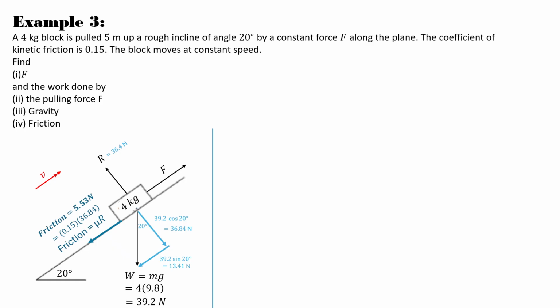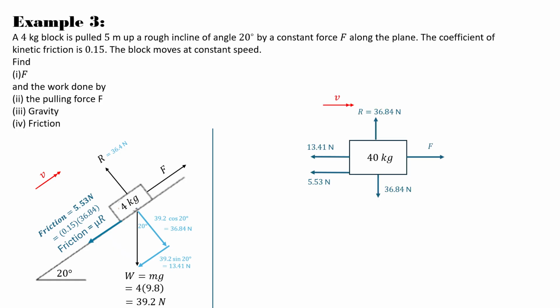And then we work out our friction. So friction is mu times R, our mu is 0.15, our reaction is 36.84, so it gives us friction as 5.53. Now, I find it a little bit easier if I flip this to be horizontal. You do not need to do this, but if you are struggling with these questions, inclines in general, even in connected particles, if you're struggling with inclines, I strongly recommend that you do this.